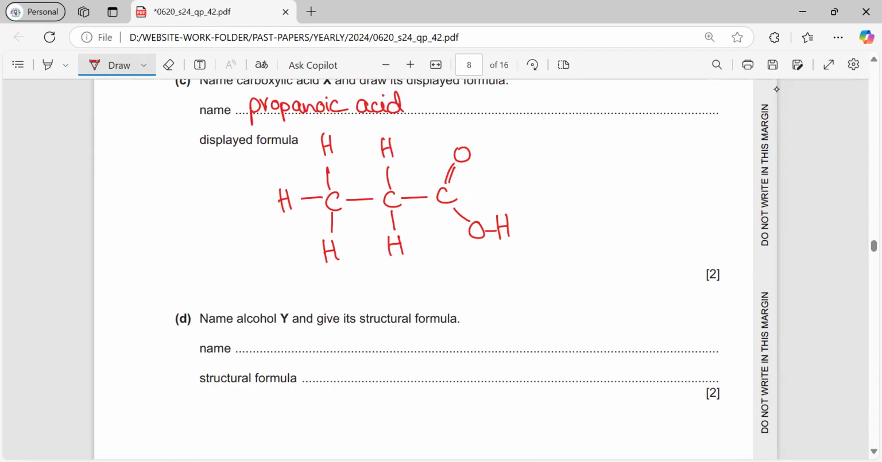Name alcohol Y and give its structural formula. The alcohol will be methanol, and its structural formula will be CH3OH, because it's just 1 carbon.